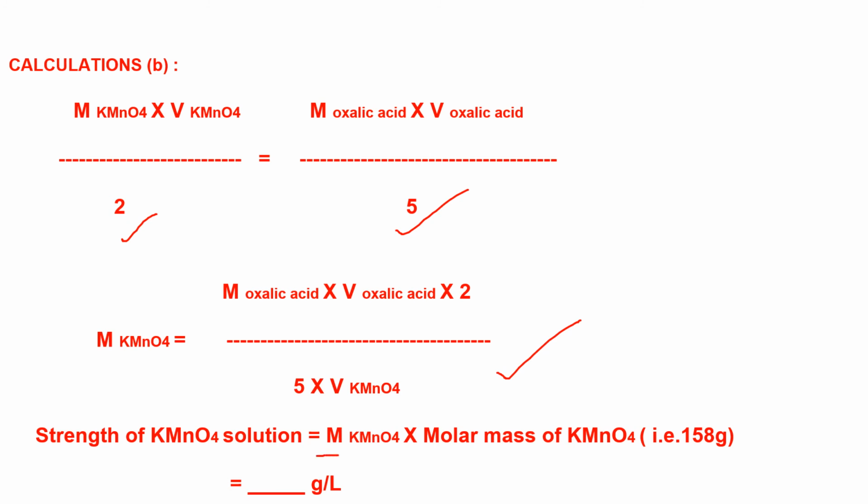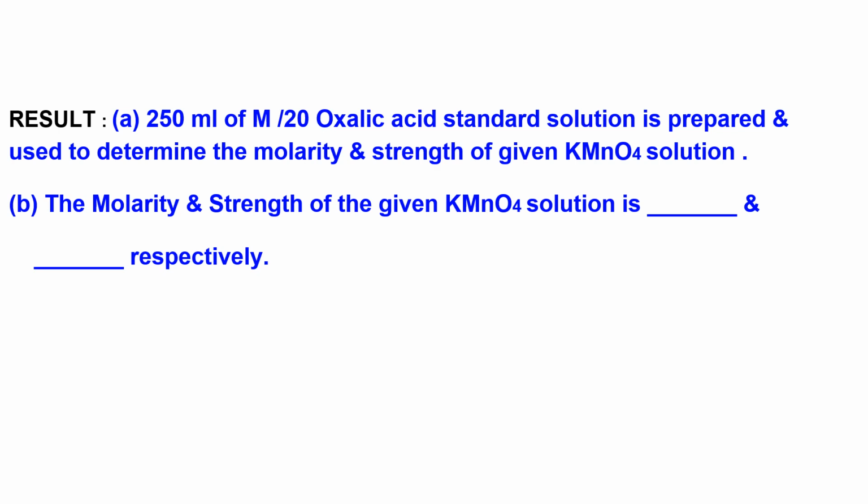Put the value of KMnO4 molarity here multiplied by 158 because you are finding out the strength of KMnO4 again. So it will remain the same, 158 grams. Then report the result according to the aim. 250 ml of M/20 oxalic acid solution is prepared and used to determine the molarity and strength of given KMnO4 solution. Now the molarity and strength of given KMnO4 solution is this and this.